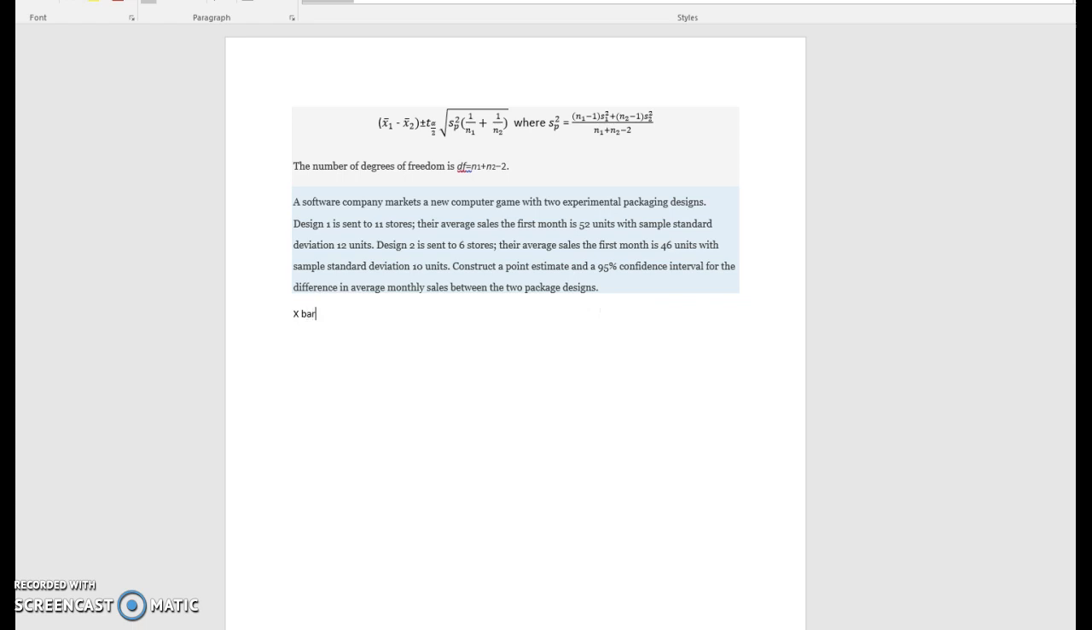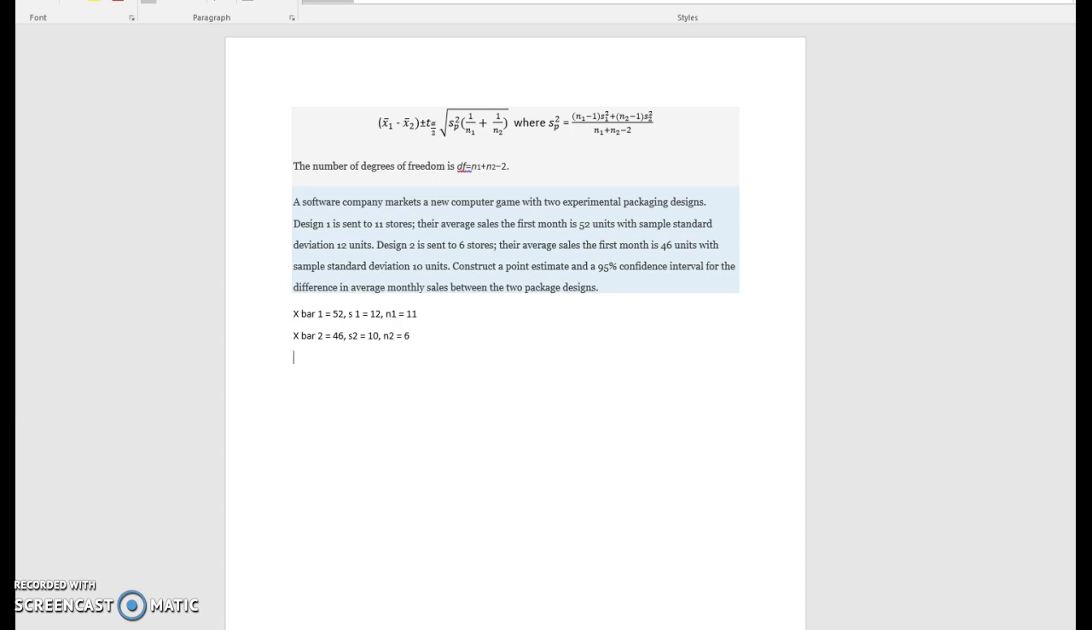First of all, X bar 1 is, let's see, average sales were 52. And S1, or standard deviation 1, was 12. And in this case, N1 was 11 stores that it was sent to. And then X bar 2 was 46 units, the average sales. And S2 was a standard deviation of 10 units, and the number in our sample was 6 stores.